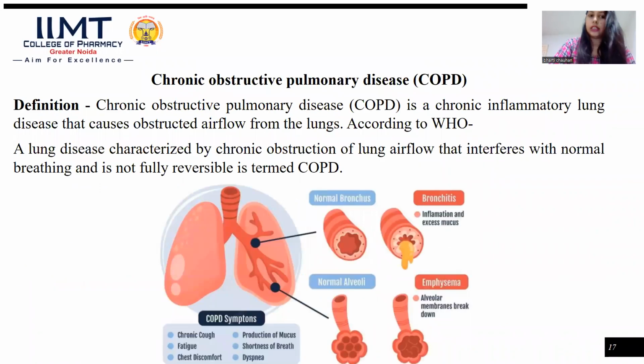Next and last disease is chronic obstructive pulmonary disease, COPD, right? So what is COPD? Chronic obstructive pulmonary disease is a chronic inflammatory lung disease. It is not acute, right? It is chronic. This means that the disease is very dangerous or maybe life-threatening, and it causes obstructed airflow from the lungs.